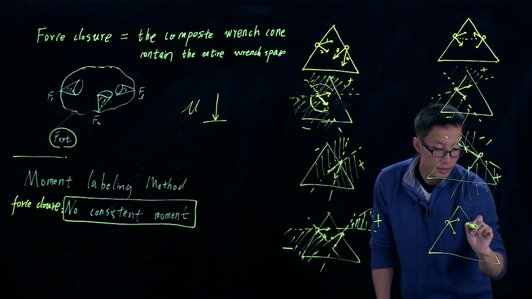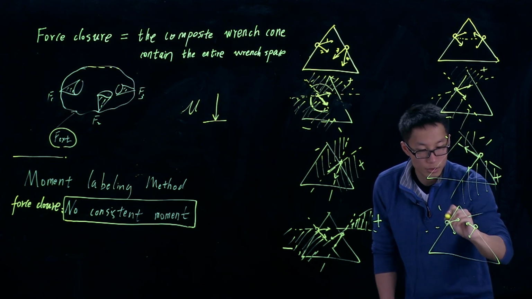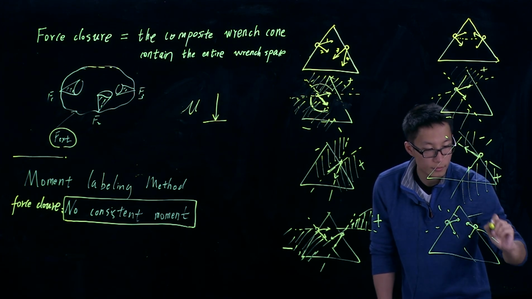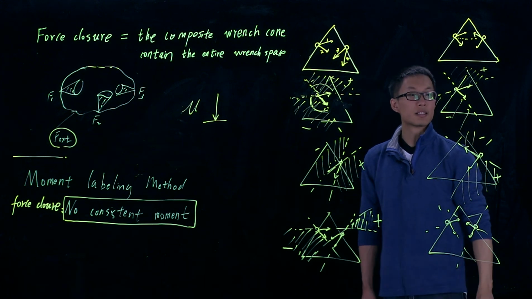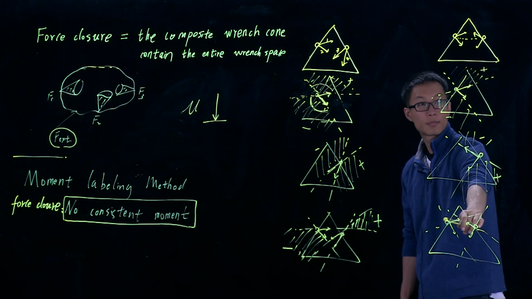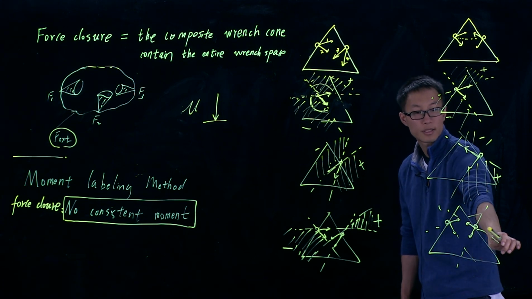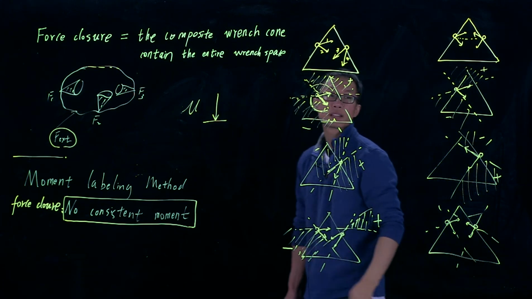And the composite of these two wedge cones, let's see, positive, positive, negative, and this positive, negative. So there is no consistent moment.